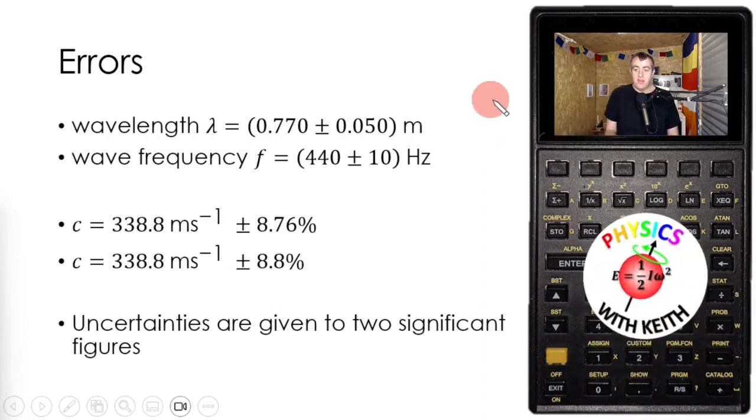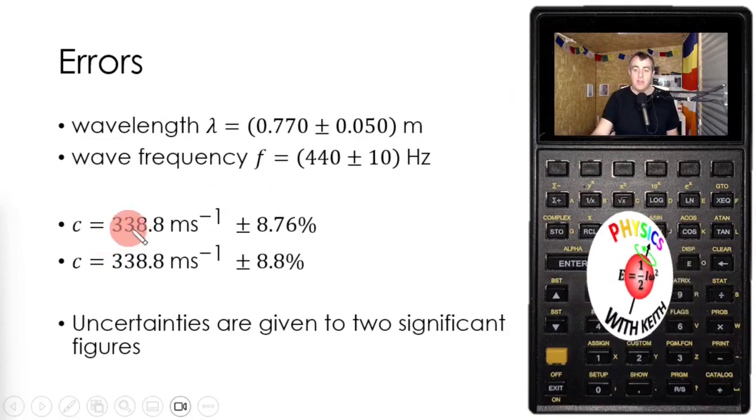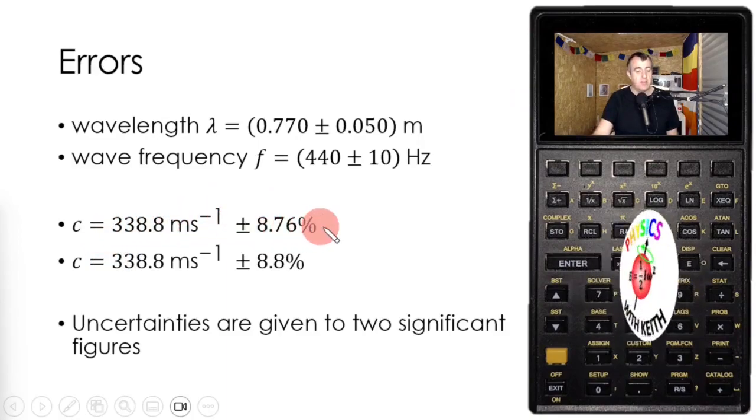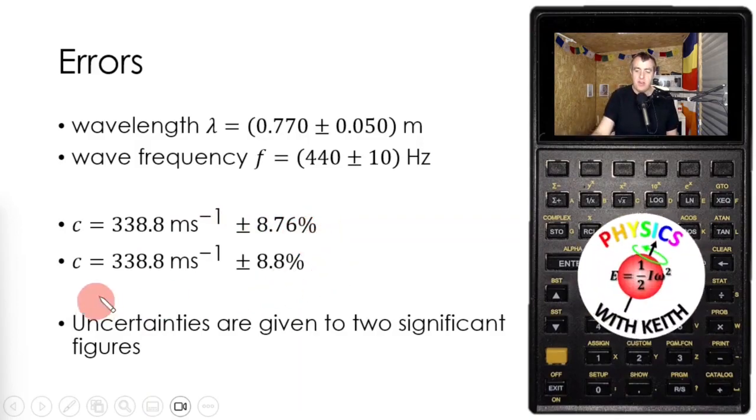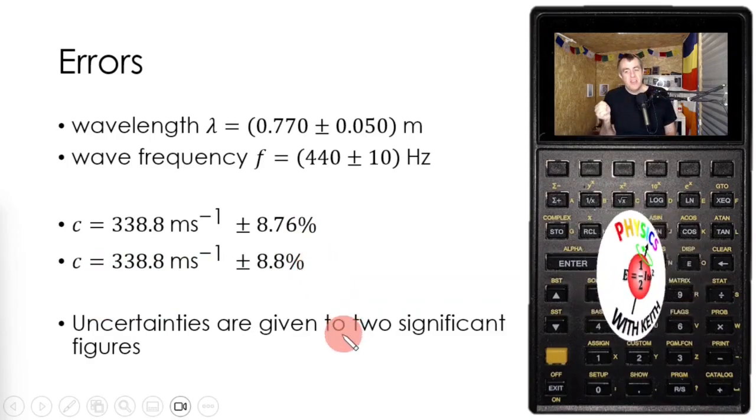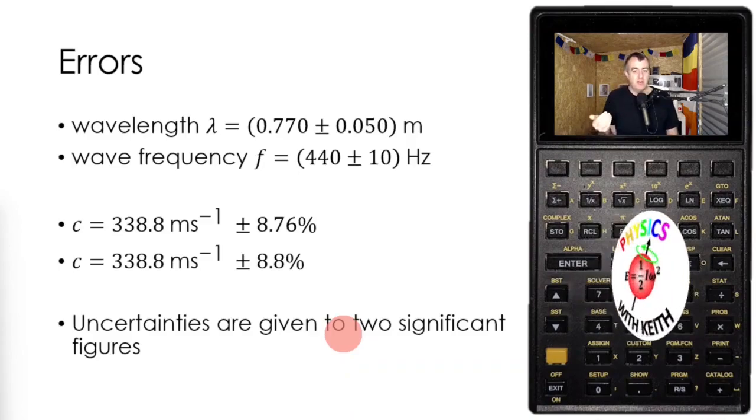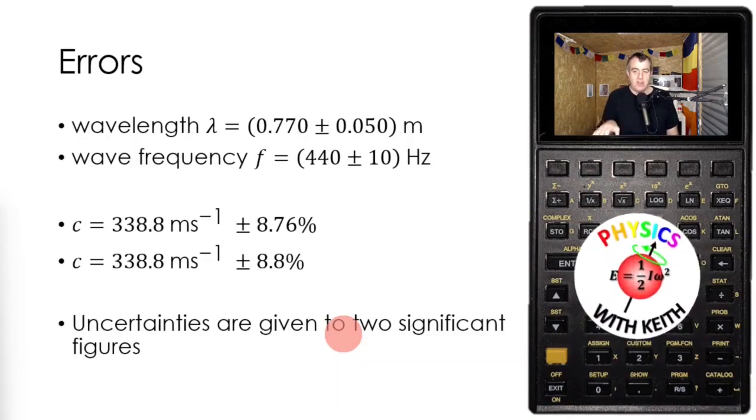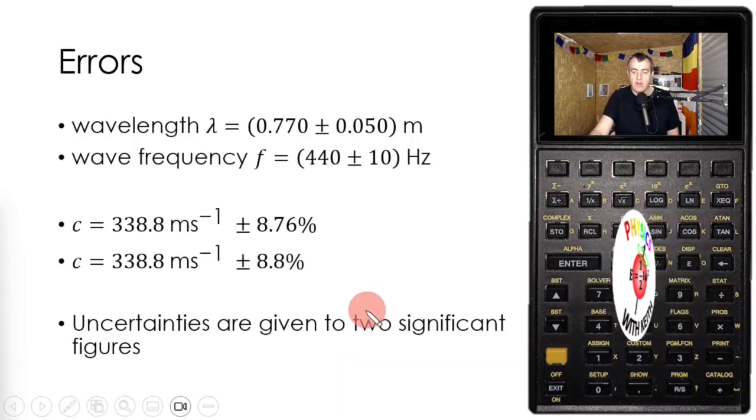Now I could present the uncertainty like this. I could say the wave speed is 338.8 meters per second plus or minus 8.76%. But then again, remember we want two significant figure uncertainties, so I could write it like this instead. But usually we'd want to give our uncertainty as an absolute, not as a relative or percentage uncertainty, if it's the final answer. Not always, but usually. That's what we'd be more interested in.